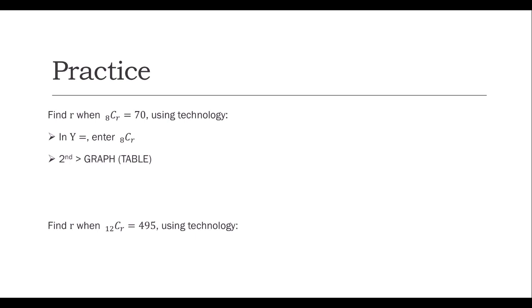So the first number you're going to enter is 8, and the second number you'll enter is your variable, which will just be x. Once you've done that, you can go to your table to see what the combination would equal for every different value of x. So you'll click second graph, which takes you to your table. There you can see if x is 0, our combination will be 1. If x is 1, then it'll be 8. If it's 2, it'll be 28, and so on. So it equals 70 when x equals 4.